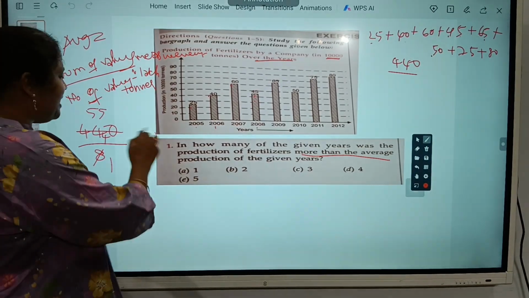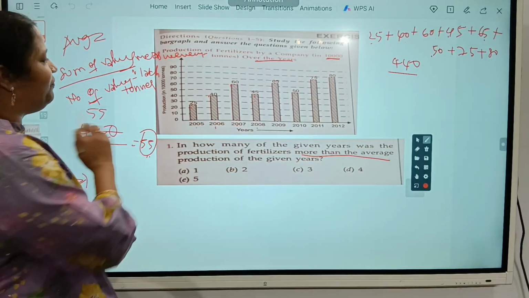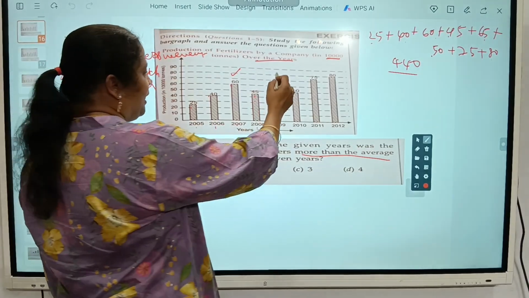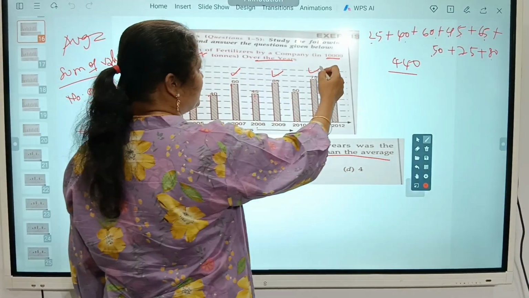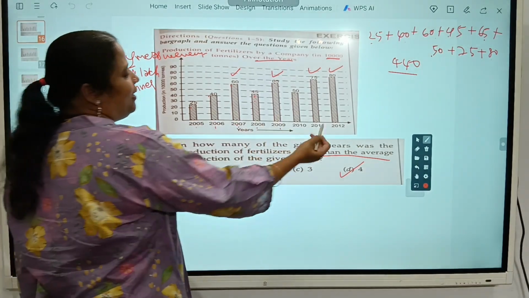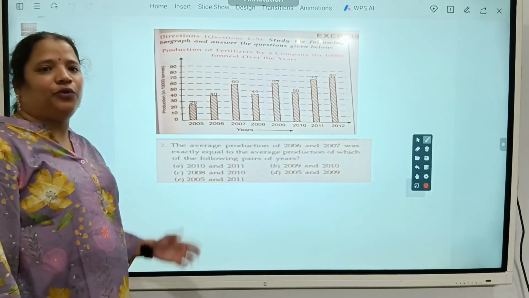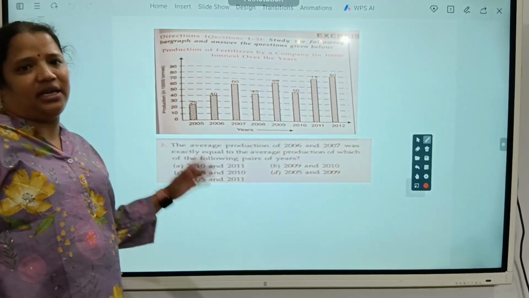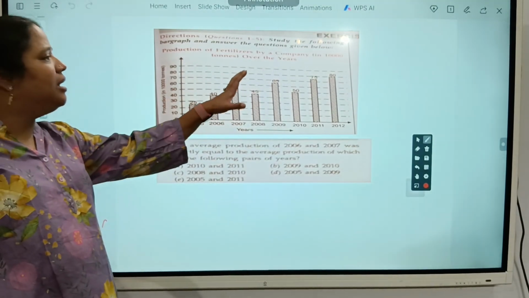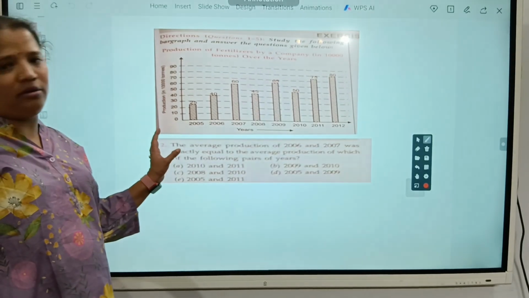So in how many years is the production greater than the average? Greater than 55. That is in 2007, in 2009, in 2011, 2012 with 80. So 4 values. If you go on practicing, graphs will be very easy compared to other aptitude questions. You just have to understand the graph properly, then the questions will be easily solvable.